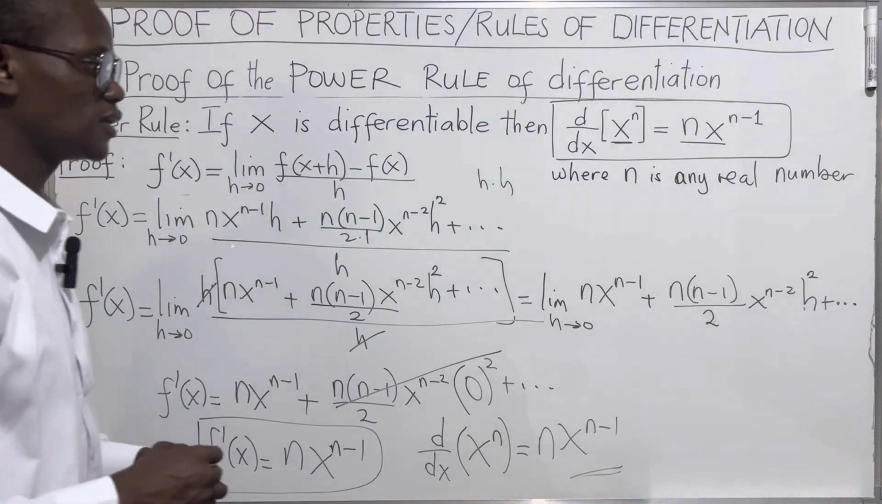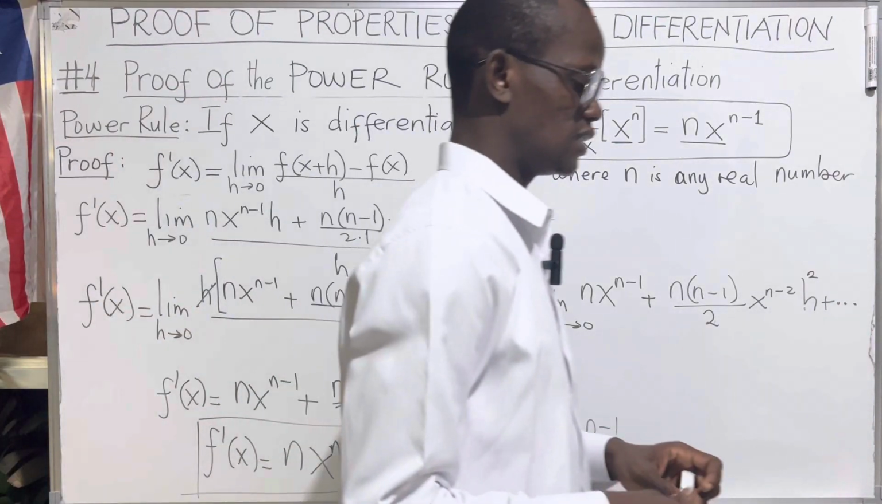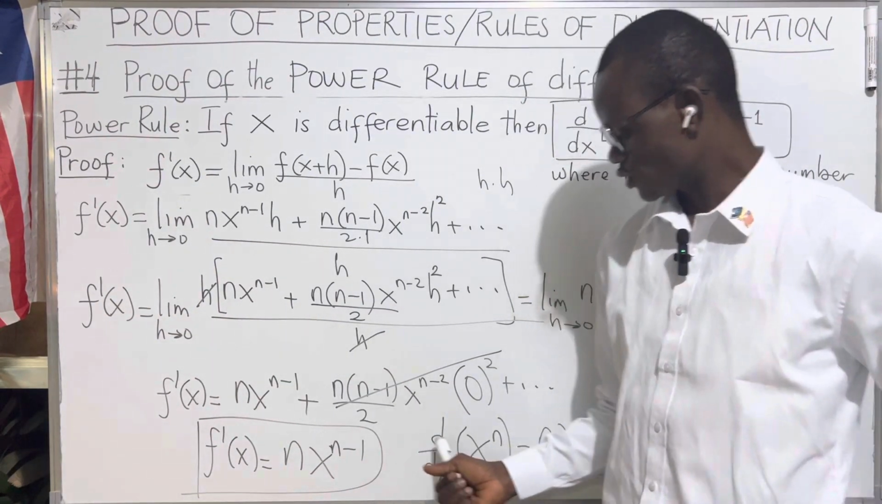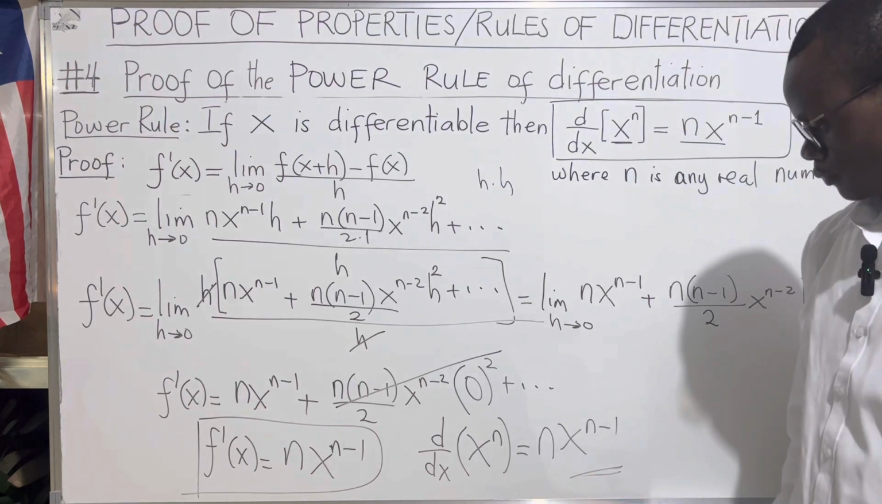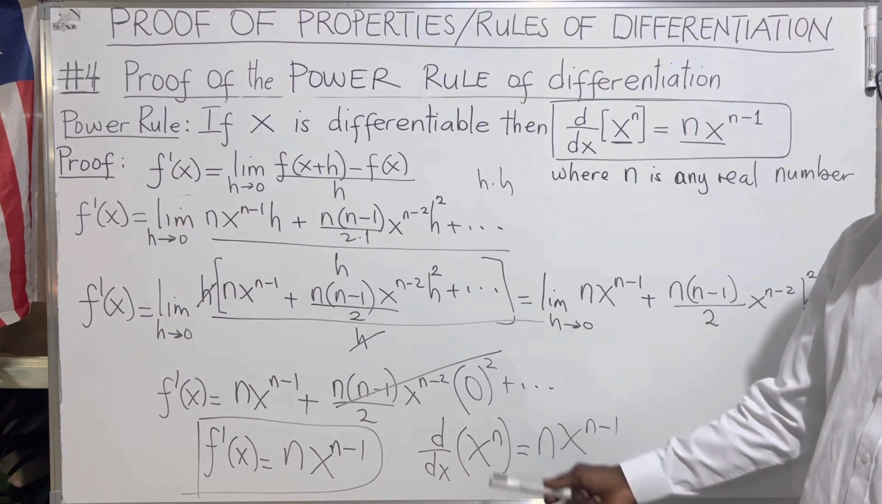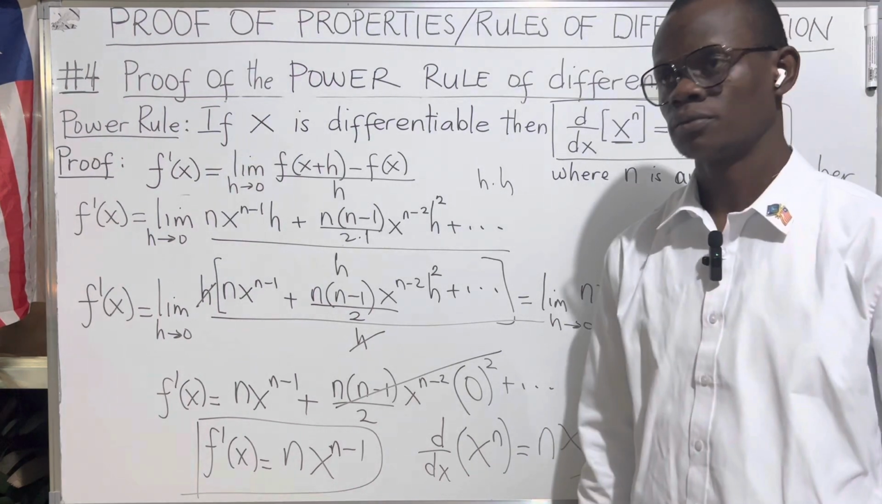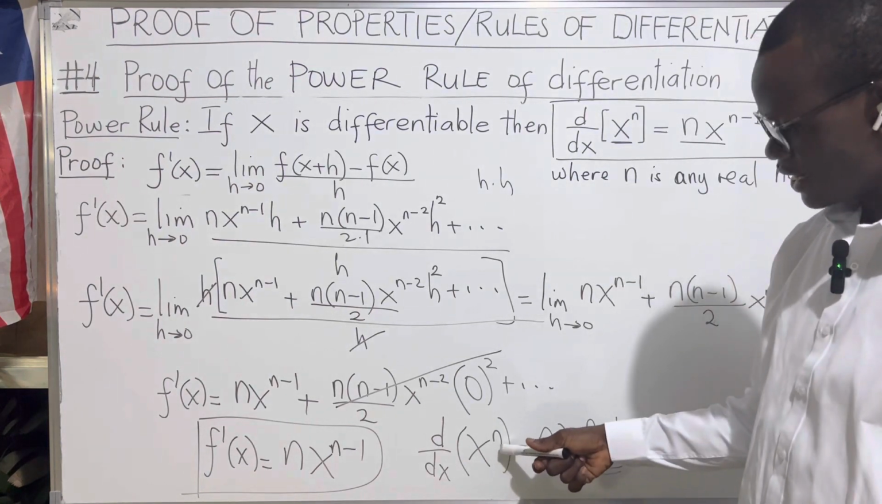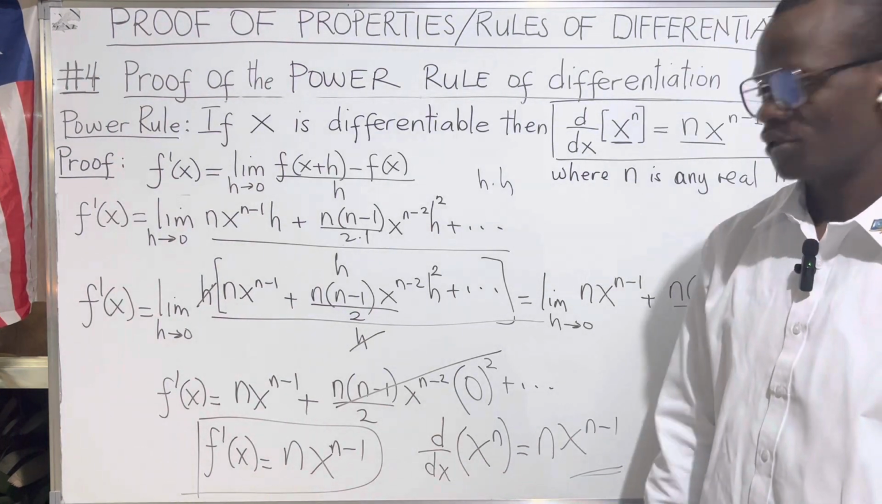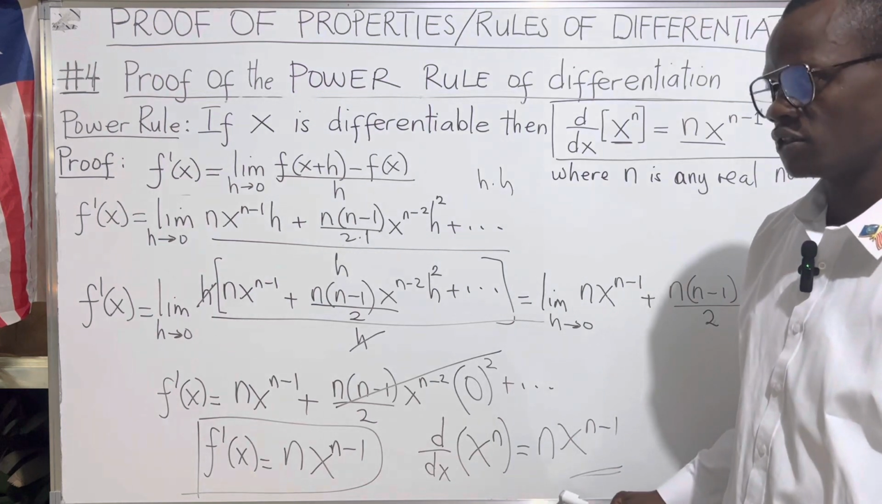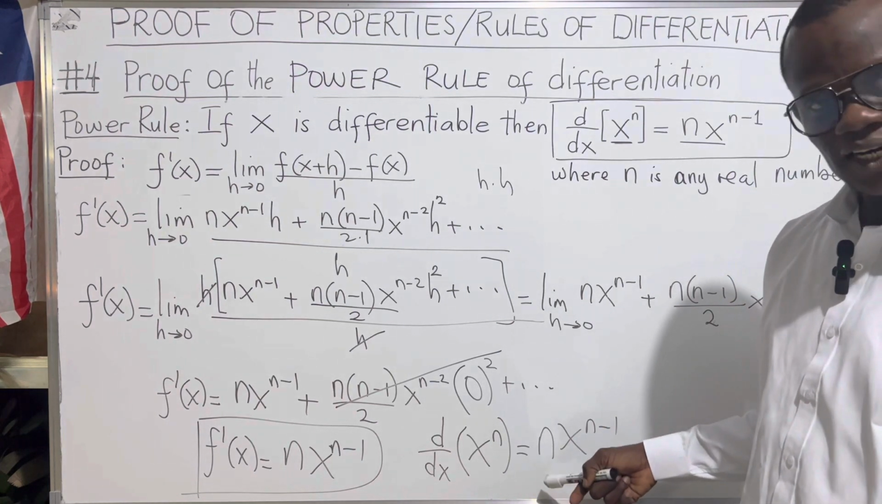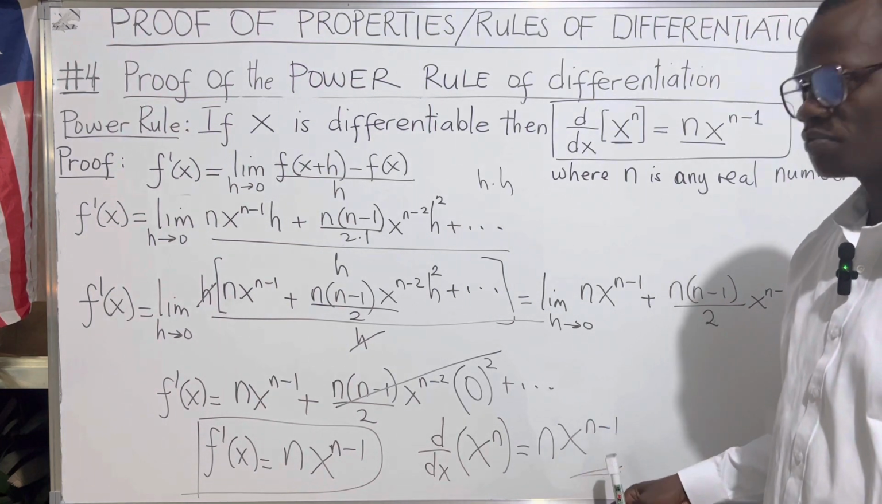So you have been proving that the derivative of x raised to the power n, where x is a differentiable function and n is any real number, is equal to n x raised to the power n minus 1.